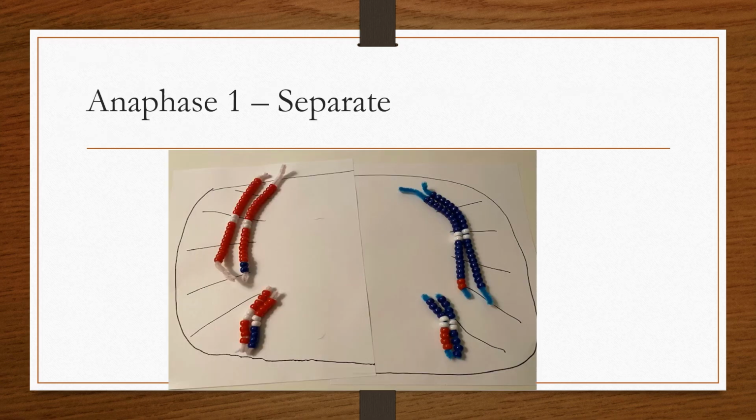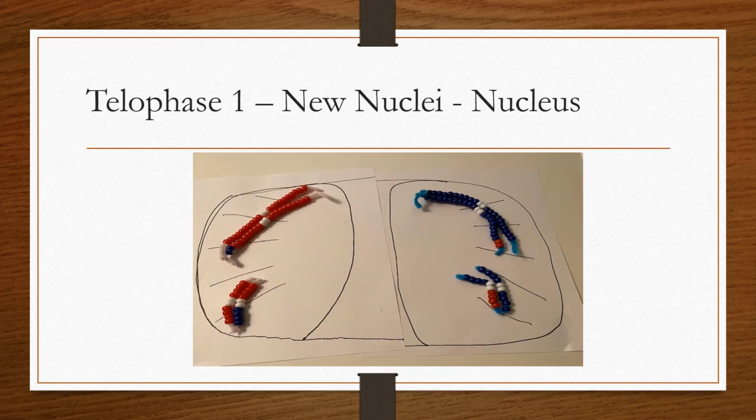What comes next is anaphase 1. In this phase, the separation process happens. What separates now is the homologous chromosomes, which separate from each other. So again, this is the process of anaphase 1. After anaphase 1 comes telophase 1. In this phase, new nuclei are formed. So this becomes a nucleus and this is another nucleus. This is telophase 1.